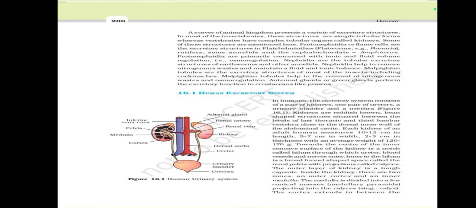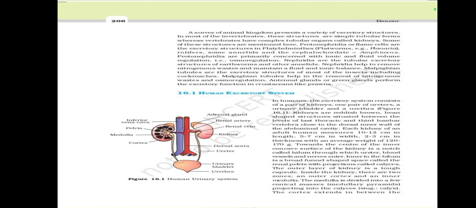Malpighian tubules are the excretory structures of most of the insects, including cockroaches. Malpighian tubules help in the removal of nitrogenous waste and osmoregulation. Antennal glands or green glands perform the excretory function in crustaceans like prawns. Human excretory system. In humans, the excretory system consists of a pair of kidneys, one pair of ureters, a urinary bladder, and the urethra. Figure 16.1.